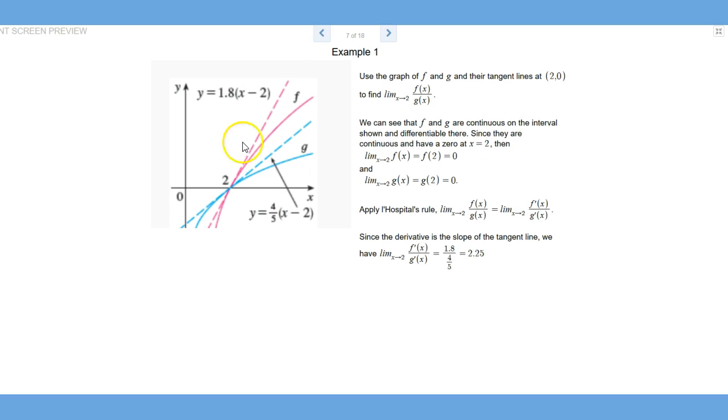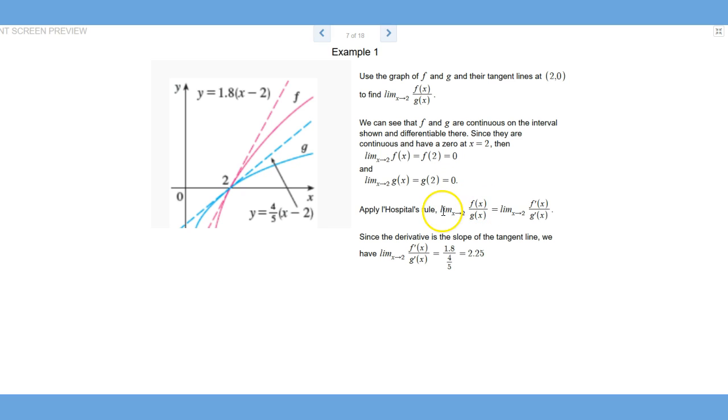We have f and g are obviously both continuous from the graph. And since they're continuous, the limit as x goes to 2 of each of them is equal to, I can just evaluate the function at 2, because that's, remember, the definition of continuity. And so that limit is 0 in each case. So this does meet the criteria for L'Hopital's.